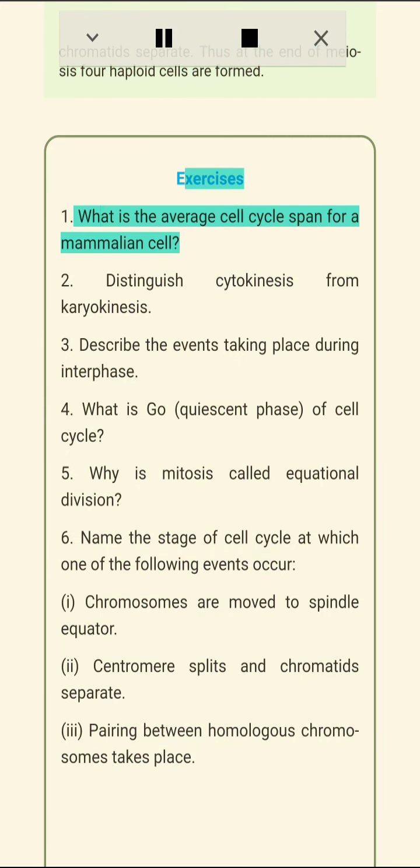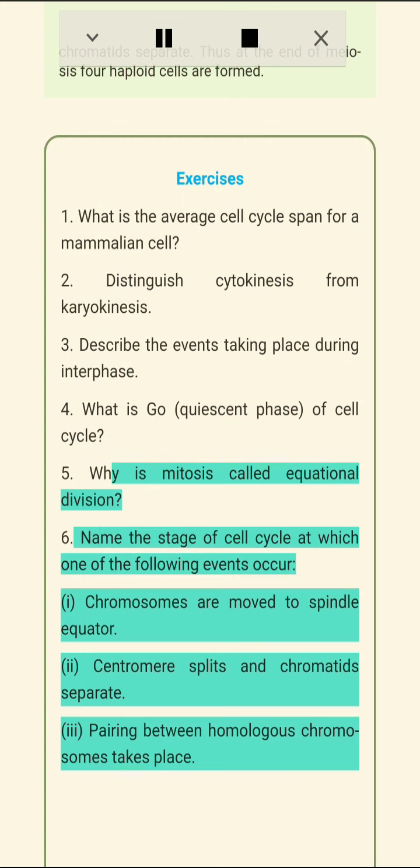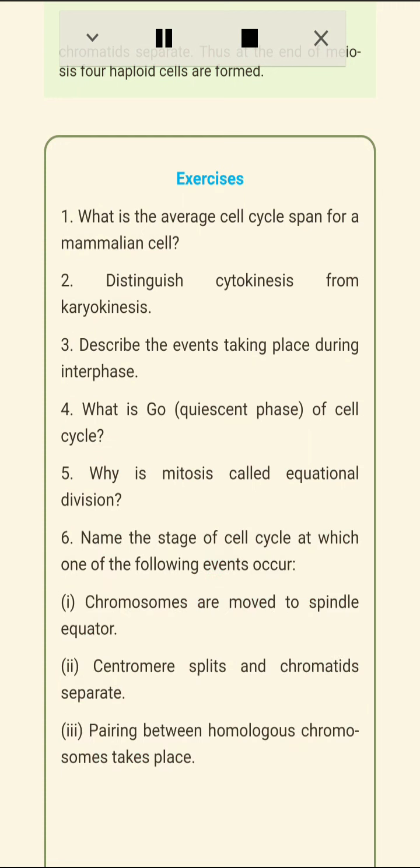Exercises. 1. What is the average cell cycle span for a mammalian cell? 2. Distinguish cytokinesis from karyokinesis. 3. Describe the events taking place during interphase. 4. What is quiescent phase of cell cycle? 5. Why is mitosis called equational division? 6. Name the stage of cell cycle at which one of the following events occur.